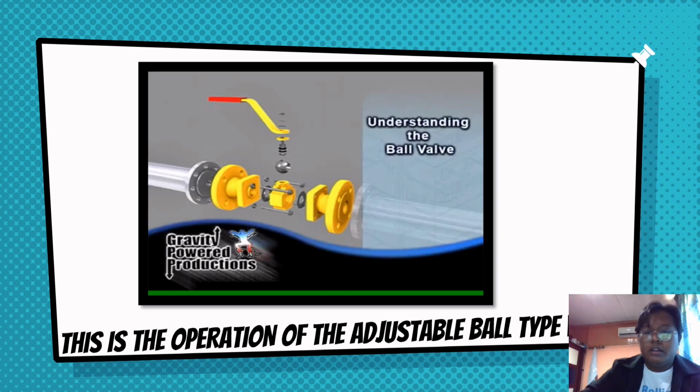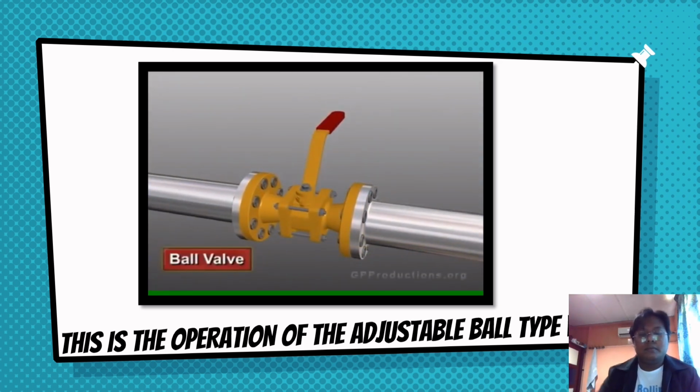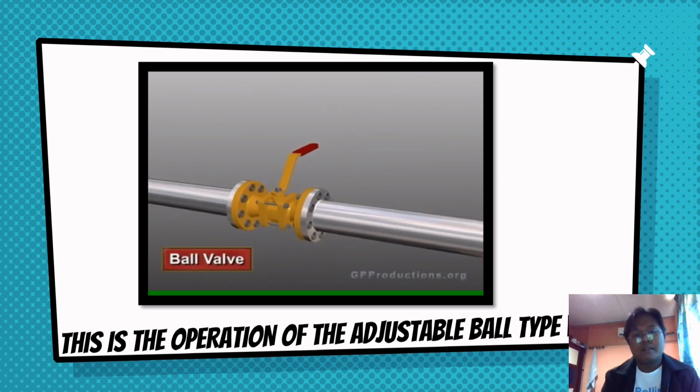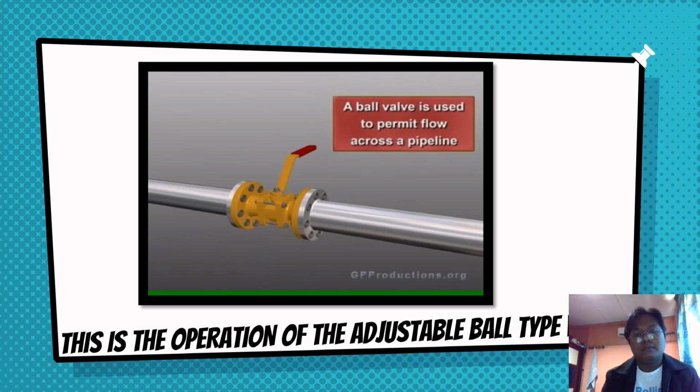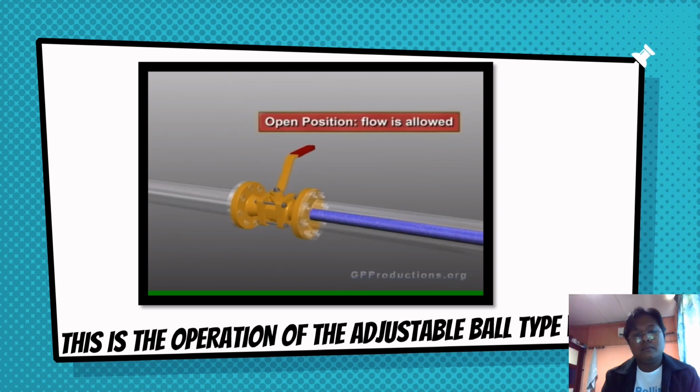Enjoy. Understanding the ball valve. This is a ball valve. Let's take a closer look at how this type of valve functions. A ball valve is used to permit flow across a pipeline. There is an inlet side and there is an outlet side. In the open position, flow is allowed across the pipeline. Closing the valve stops flow.